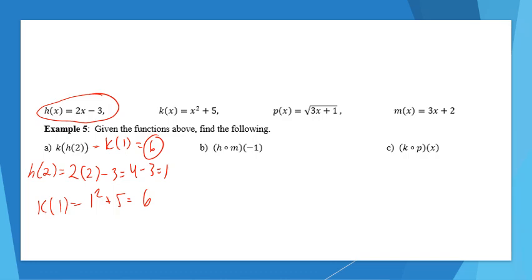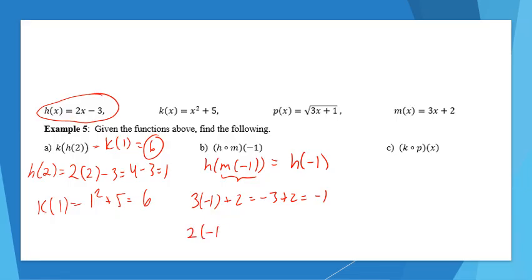Here, this is the same thing as h of m of negative 1, right? So I just like to write it like that because it's a little easier. So let's find m of negative 1 first. So this would be 3 times negative 1 plus 2, which is negative 3 plus 2, which is negative 1. So we just want to find h of negative 1 now. This should be 2 times negative 1 minus 3, which is negative 2 minus 3, or negative 5.